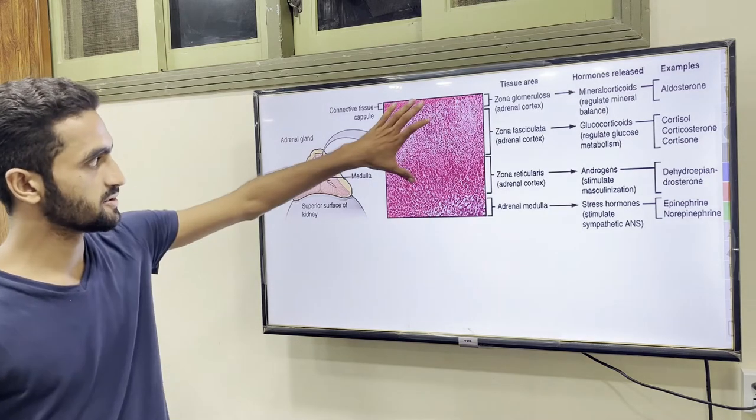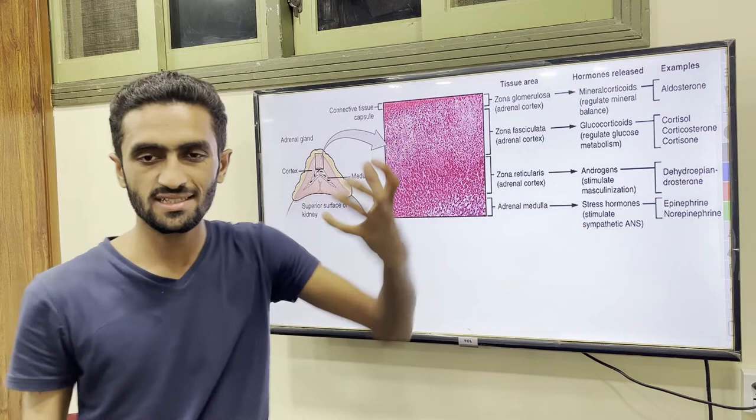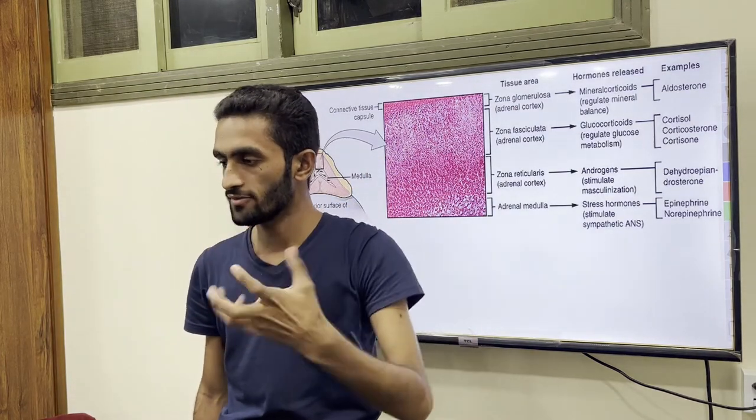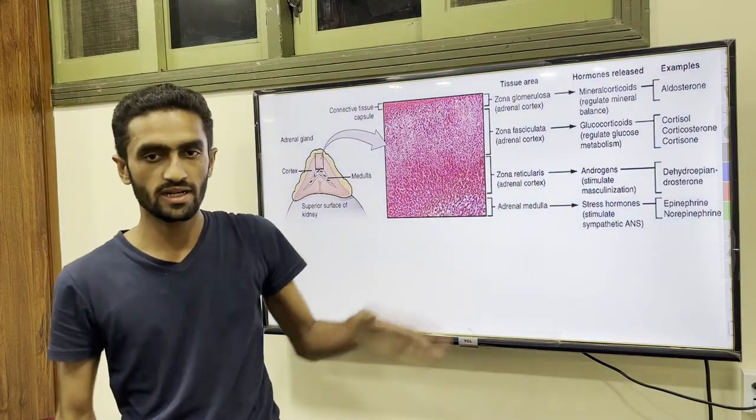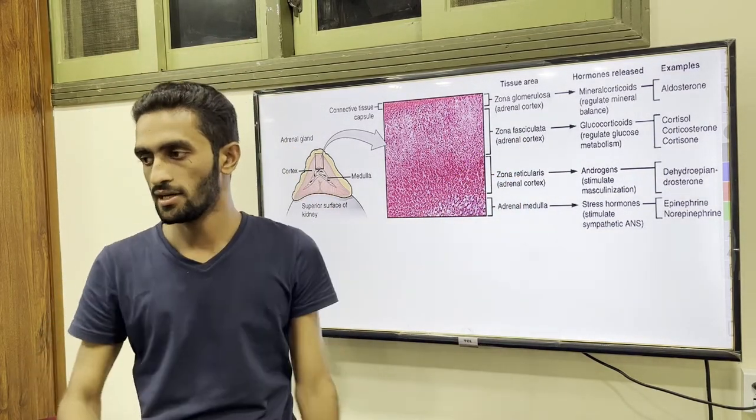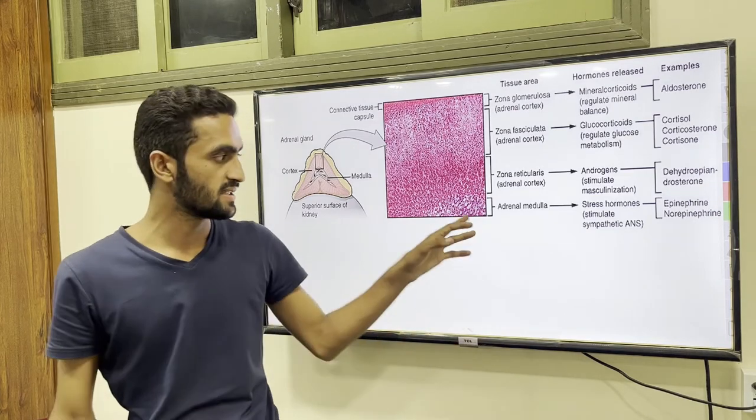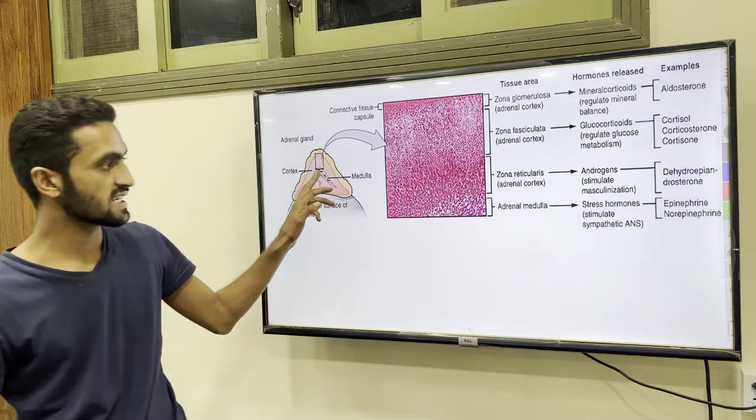So you can see here, these are actually three layers. We name them glomerulosa because they look like the glomerulus of your kidney. The fasciculata is fiber-like, and the reticularis is net-like, due to their appearance. The innermost one is the medulla. So it's taken from here.